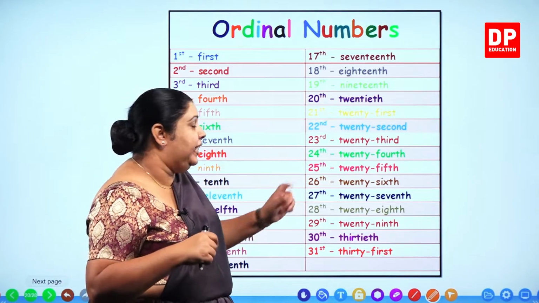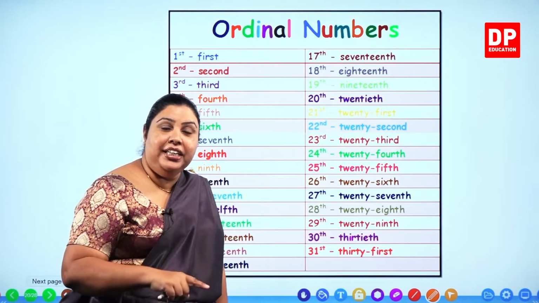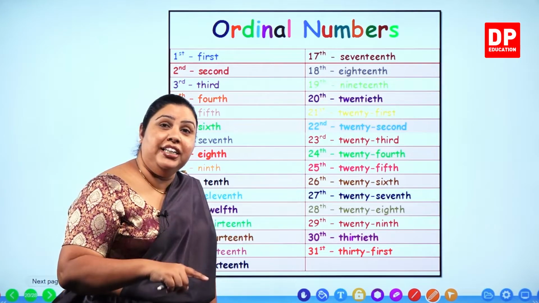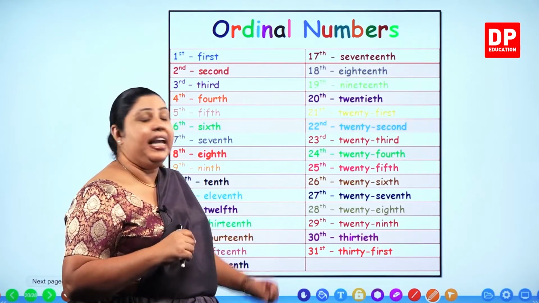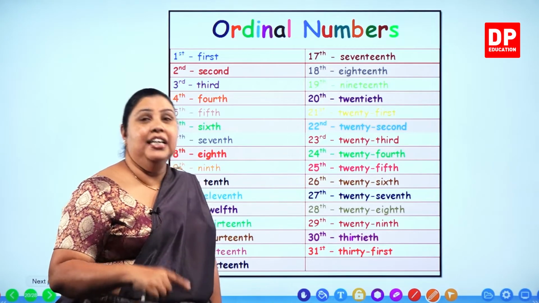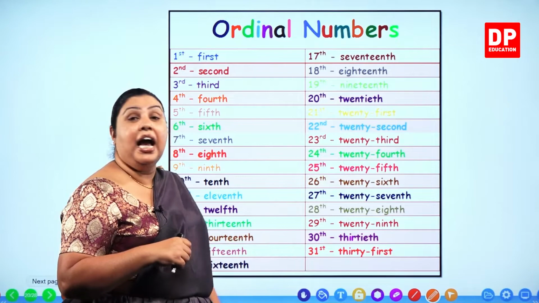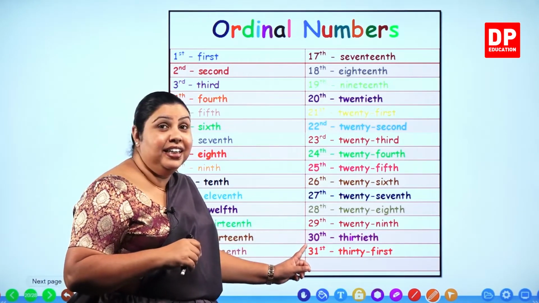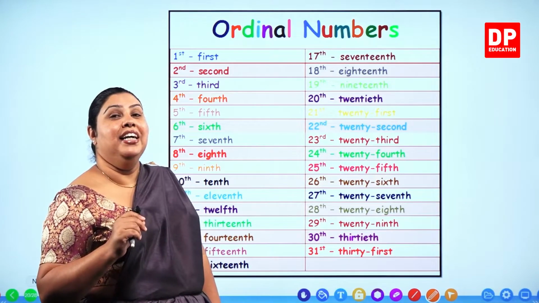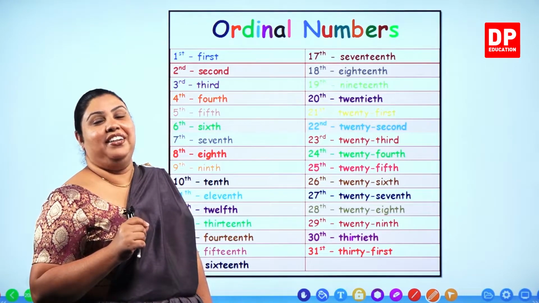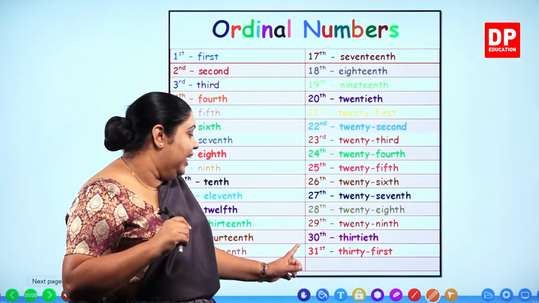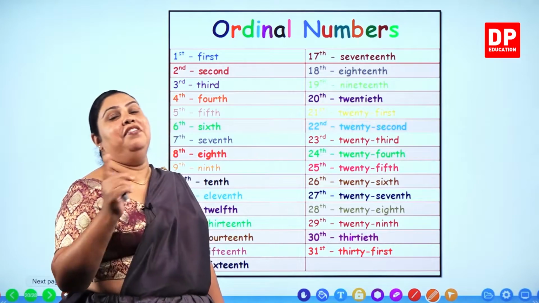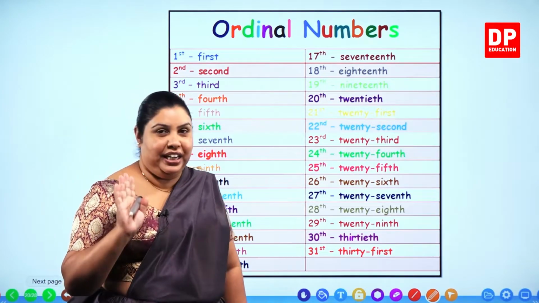25th, 26, 26th, 27, 27th, 28, 28th, 29, 29th, 30. How do you say 30th? That's right. Very good, my clever children. Then 31. How do we say 31? 30 and first. 31st. Okay, excellent.